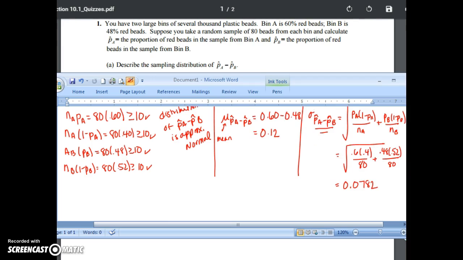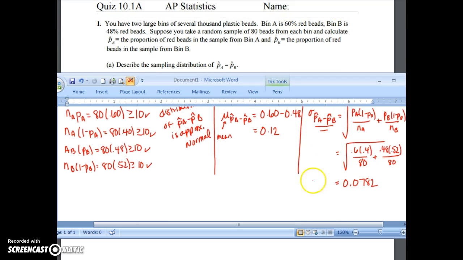But again, whenever we calculate standard deviation, this is where that 10% condition was listed. As long as the population is 10 times your sample, in each bin. Because we're dealing with 2 different populations, so this would be NB and this is NA, you have to make sure that it's at least 10% of each bin. So this is the 10% condition, 10% of each bin.